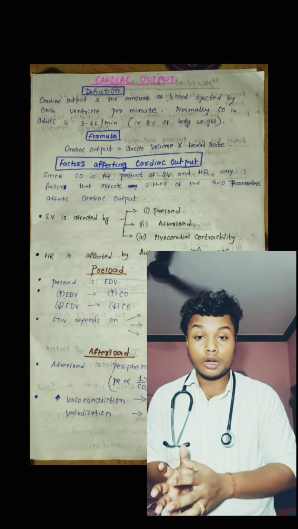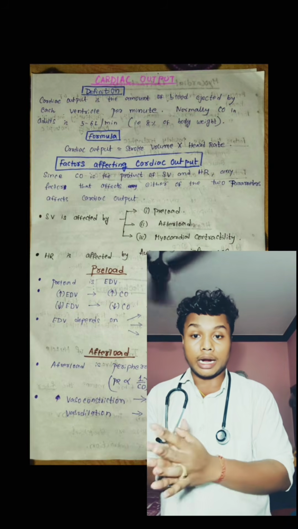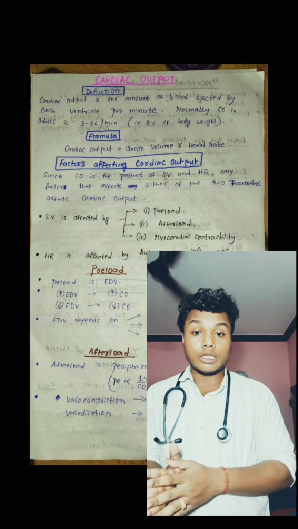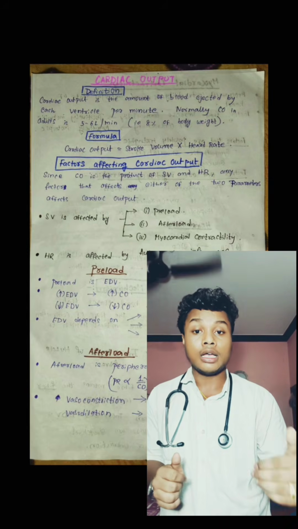What is cardiac output? The amount or volume of blood ejected by each ventricle per minute is known as cardiac output. What is the formula of cardiac output? Cardiac output is equal to stroke volume into heart rate. Now, the factors affecting cardiac output. Since cardiac output is the product of stroke volume and heart rate, any factors that affect either of the two parameters will affect the cardiac output.